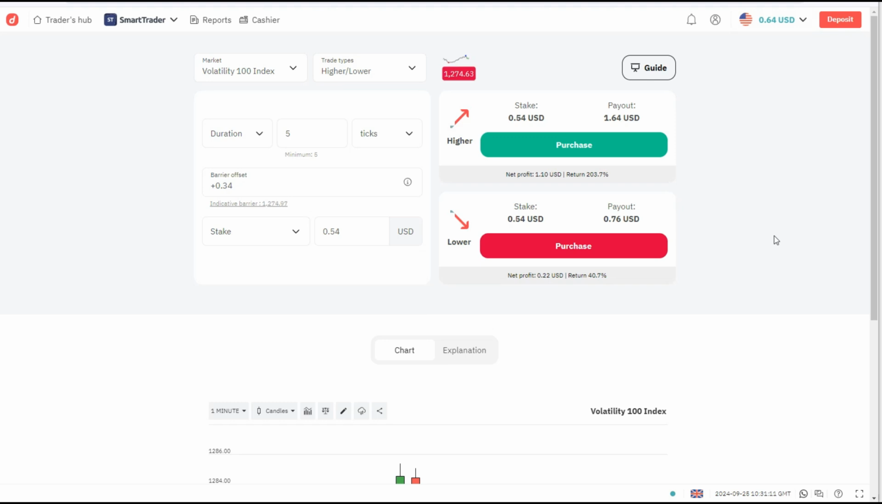Today, I'm going to show you how to use a small investment, just 0.64, to generate profits with the high-low trading strategy. All right, without further ado, let's get started.